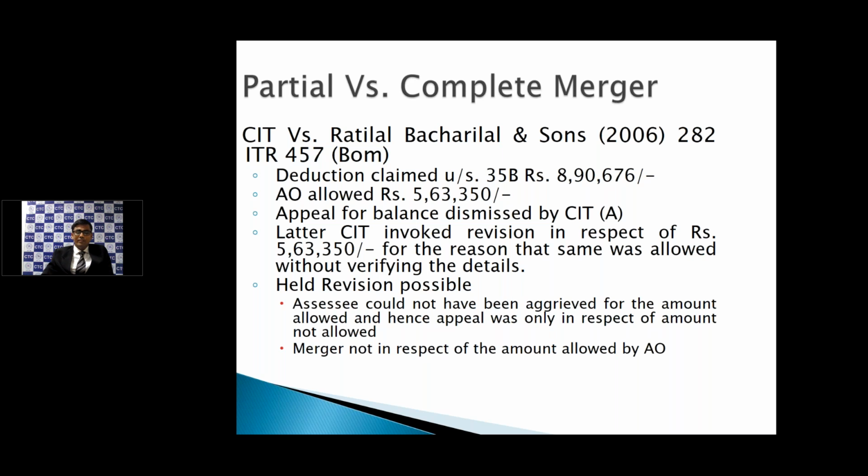So the question was whether this can be considered to be an issue considered and decided by CIT appeal. Bombay High Court has held that what CIT appeal examined was the balance claim which was not allowed by the officer. Out of 8.9 lakhs, you had already allowed 5.63 lakhs. Only the balance 3.25 lakhs or something was subject matter of appeal before CIT appeal. What CIT sought to invoke under section 263 was the wrong allowance of 5.63 lakh, and therefore this was not subject matter of appeal to CIT appeal, and in this matter 263 revision is possible.